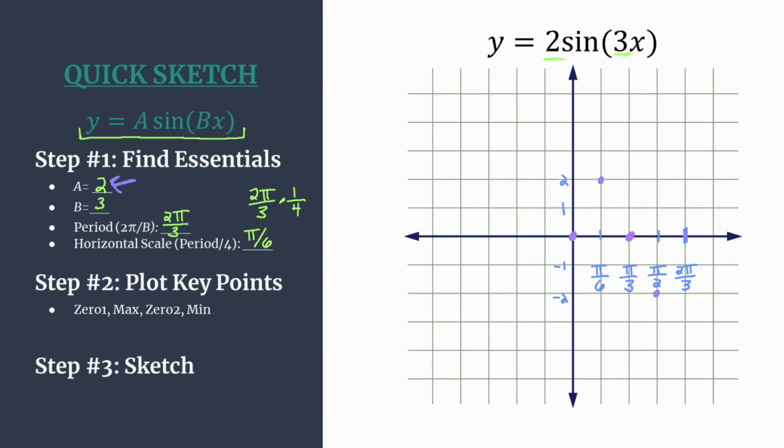We're ready for step 3. Let's sketch. And we just sketch our sine curve right in here. Nice and easy. Repeat this pattern for as many cycles as you need, and you've got a quick sketch of y equals 2 sine of 3x.